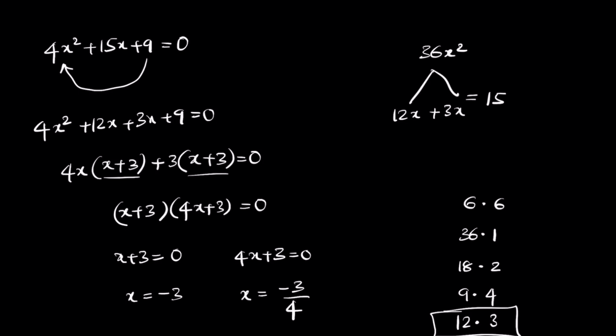So the set can be written as x equals the set of negative 3 comma negative 3 by 4. So this is how you can solve this problem. So now try another problem.